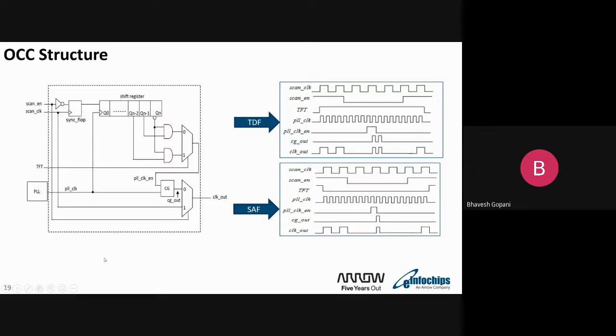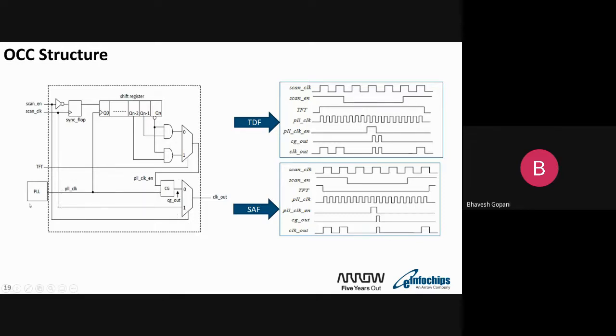So now, what is the internal structure? All the companies have their own hard IP for this OCC. Here it's a very simple diagram, but it's a very complex IP when different vendors have it. So the ultimate goal is that when the scan enable goes low, it should throw 2 pulses. For that, the mechanism here is that muxing is there.